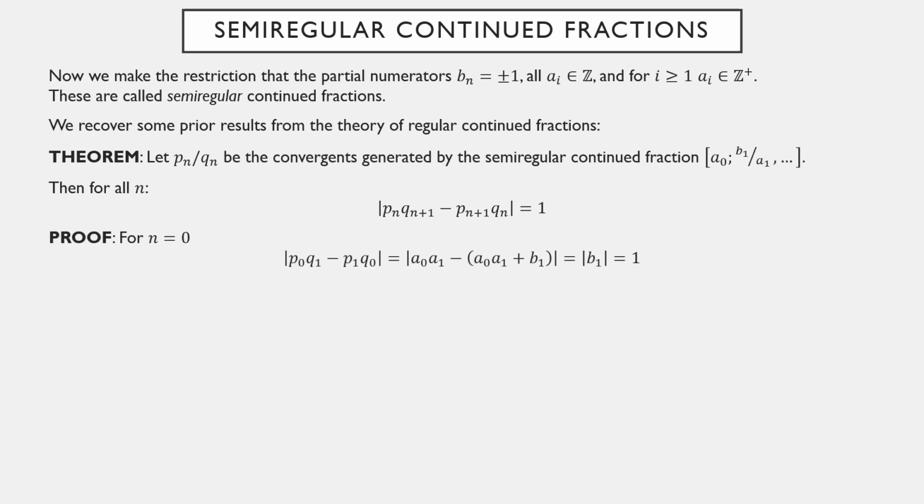Well, for n equals 0, we end up with the absolute value of P_0 Q_1 minus P_1 Q_0, which just computes down to the absolute value of b_1, which is 1. I mean, strictly speaking, it's the absolute value of negative b_1 if you do the algebra, but that doesn't matter under the absolute value sign.